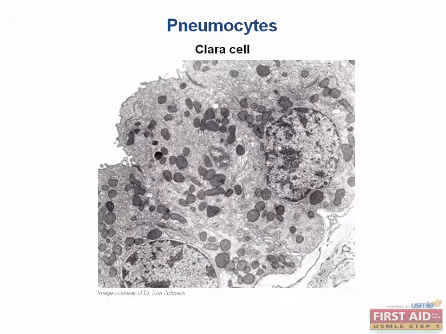How about Clara cells? These are non-ciliated columnar cells with secretory properties. Where are they found? Well, they're found in the bronchioles, not in the alveoli. They protect the bronchial epithelium by secreting a surfactant-like solution and degrading toxins via what pathway? Correct, the cytochrome P450 pathway.